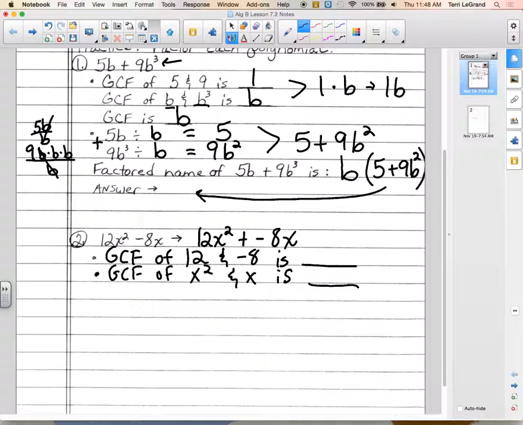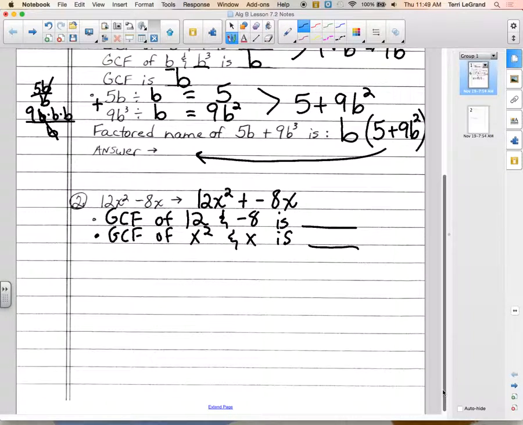Who thinks they can give the GCF of the number parts for us? Stefan? 4 or negative 4. Okay, so which one should we do? Should we do 4? I did 4, yeah. Okay. And GCF of x squared and x. What's the GCF of our variable parts? X. So now, remember, we have to take those and multiply them times each other, so it's 4x, isn't it?